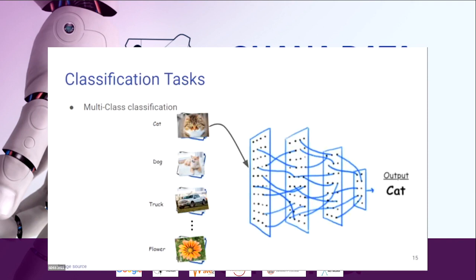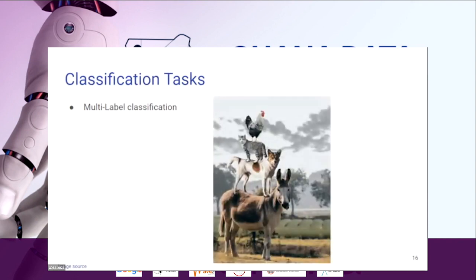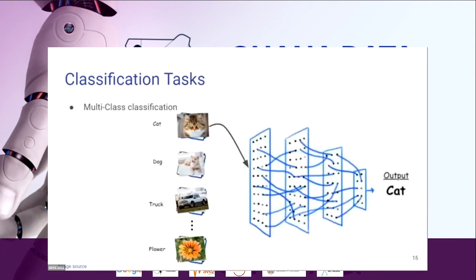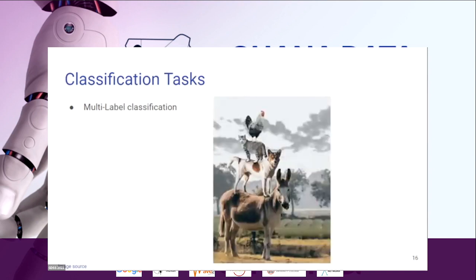But then we could have multi-label classification. So here, with single-label problems, every image is associated with exactly one label. When we are doing multi-label, one image can be associated with multiple labels. So here we have a dog, a cat, a donkey. If our model sees this image, it has to tell us this image contains a cat, a dog, a donkey, and what have you. So that's a multi-label classification problem.